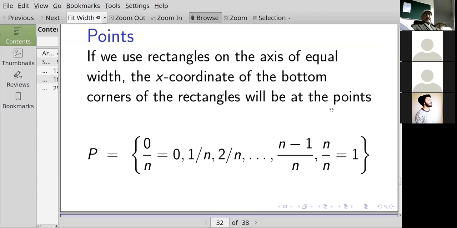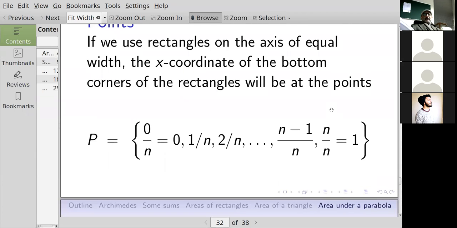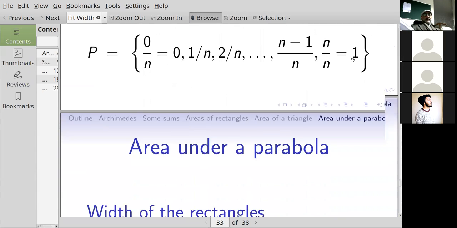All right. So those are the bottom corners of the rectangles. And the bottom corner of the kth rectangle runs from k minus 1 over n up to k over n. Question: for width 2, would it still be 1 over n, 2 over n, 3 over n? No, the width of each rectangle would be 2 over n. So the first point would be 0, the next point would be 2 over n, the next point would be 4 over n, and so on. Okay, thank you.